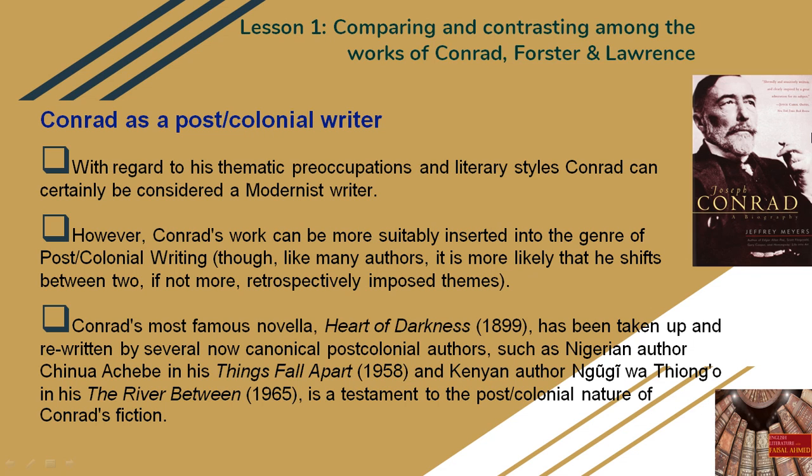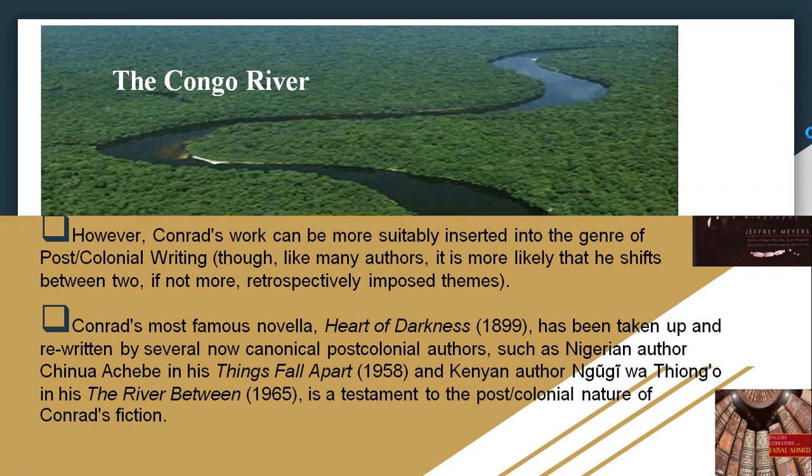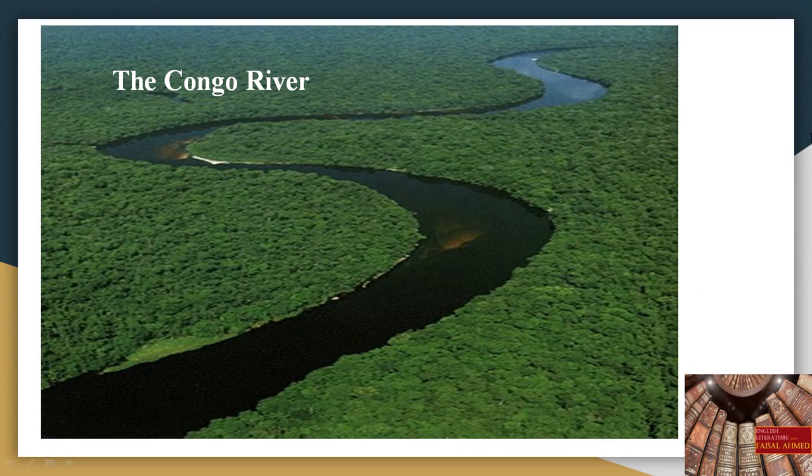Conrad's most famous novel, Heart of Darkness, published in 1899, has been taken up and rewritten by several now canonical post-colonial authors, such as Nigerian author Chinua Achebe in his Things Fall Apart, 1958, and Kenyan author Ngugi wa Thiong'o in his The River Between, 1965. These are post-colonial literature. It is a testament to the post-colonial nature of Conrad's fiction. This is the Congo River. Here the picture is for illustrative purpose only.